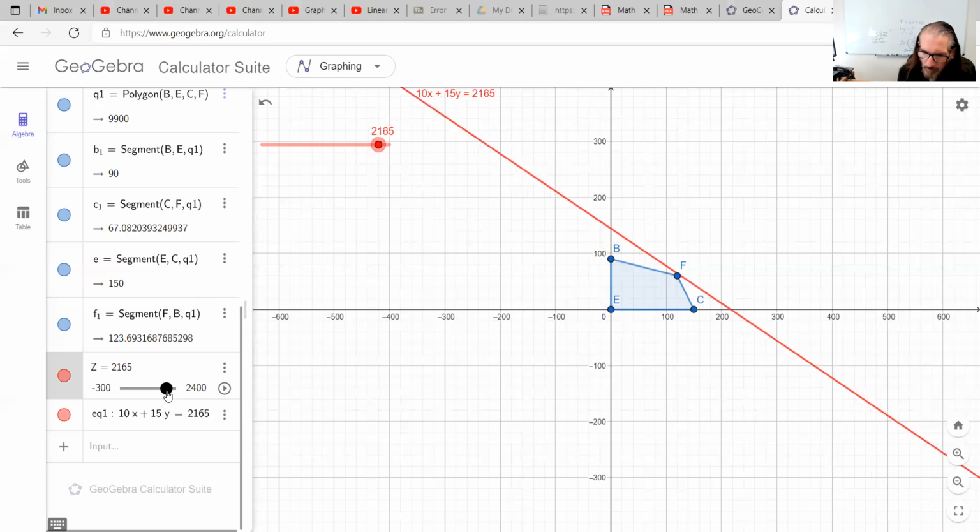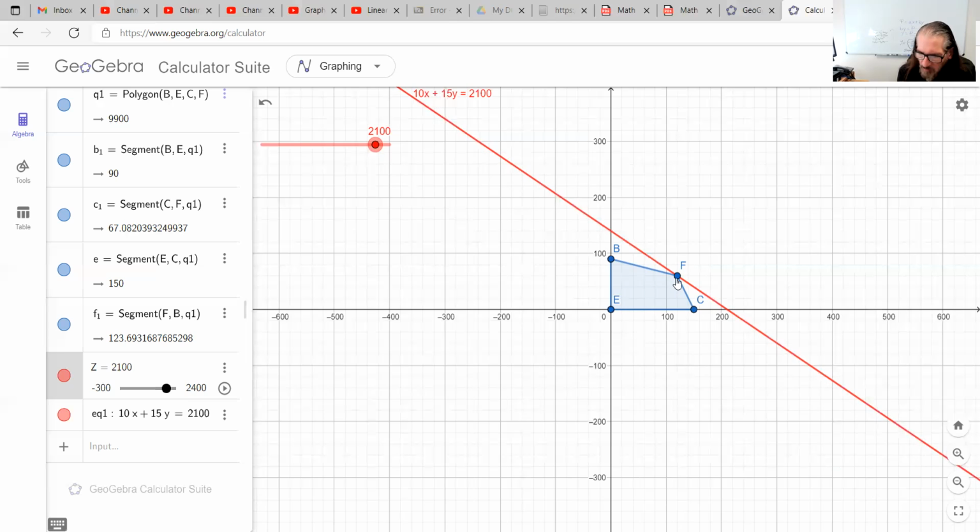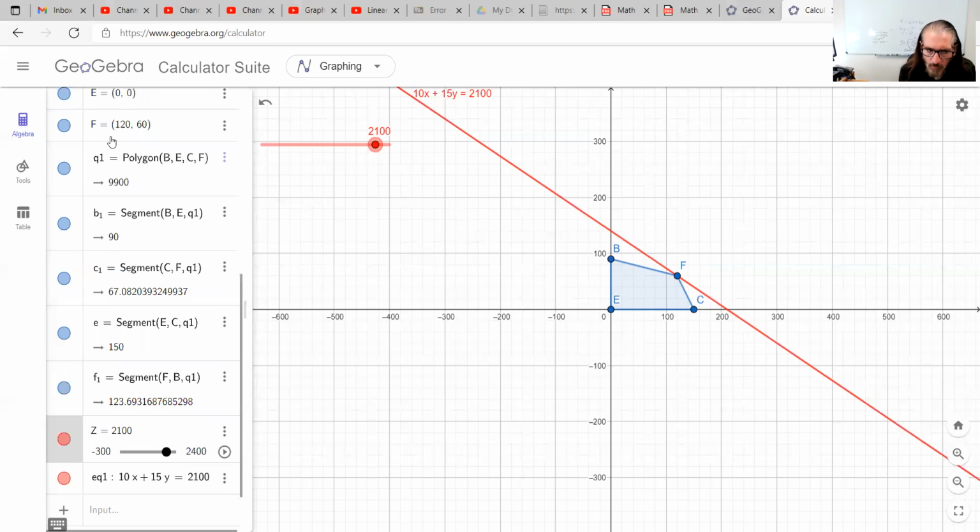In fact, it would seem that it is getting to the point where the last moment that it's on the feasible region is at the point F, that was the intersection of our two regular constraints. Let's check that with the method of corners.